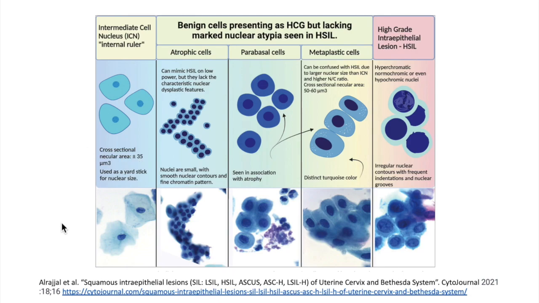So this figure in the paper from Al-Rajal et al. gives examples of how these in-between stages, called atrophic cells, parabasal cells, and metaplastic cells, can mimic the high-grade lesions and be difficult for pathologists to identify. Working off of this figure, we will show that Shape Genie can provide very clean and clear data, identifying the differences of each of these three categories.